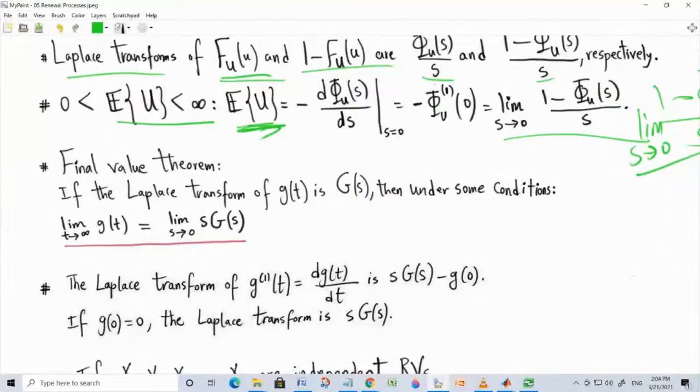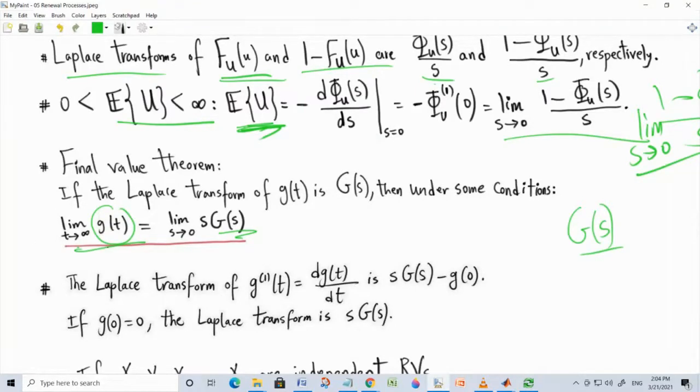In the Laplace transform theory, there is a very useful property called the final value theorem. Suppose that you have a function g of t and its Laplace transform is big G of s. Suppose that you are interested in the limit of this function as t goes to infinity, and suppose that you can easily obtain G of s. So how can we obtain this limit here?